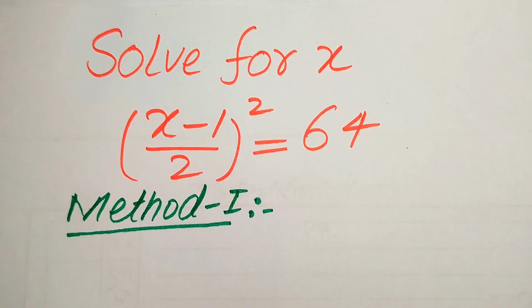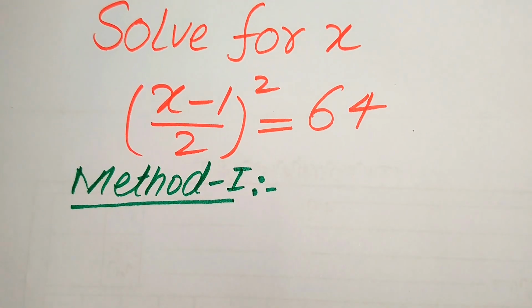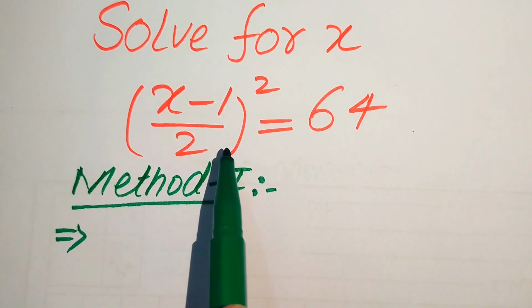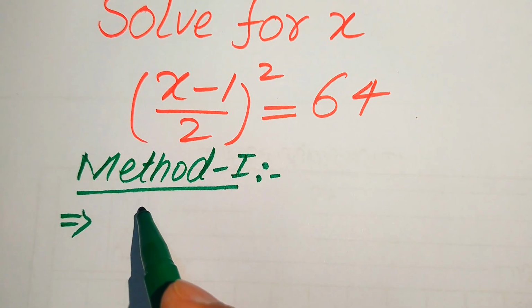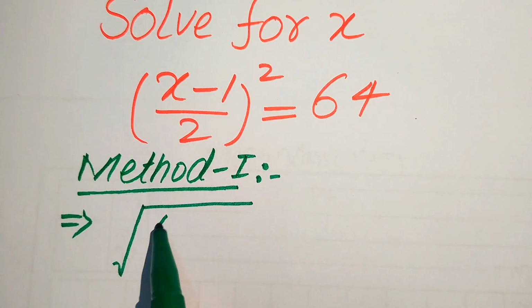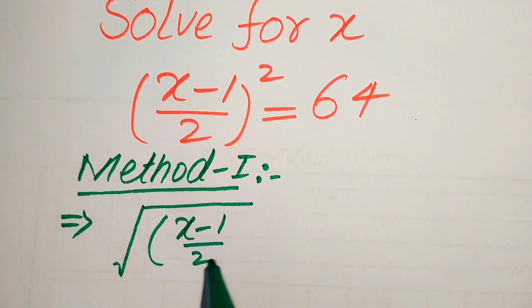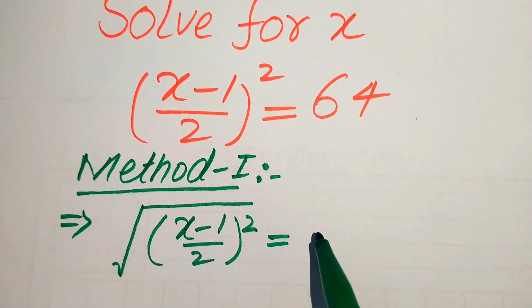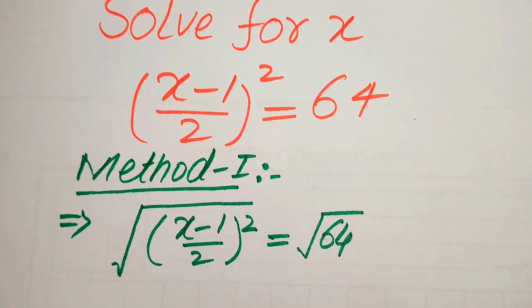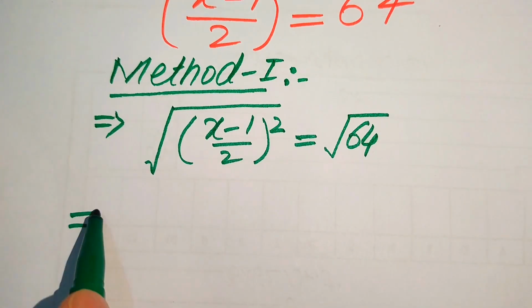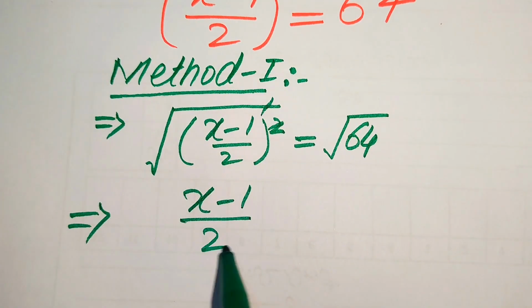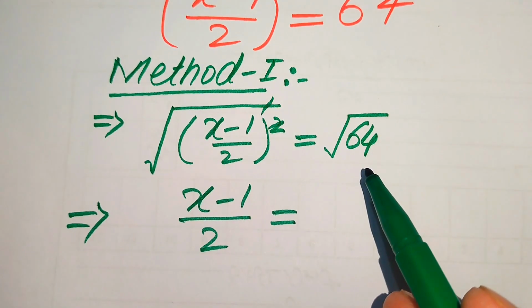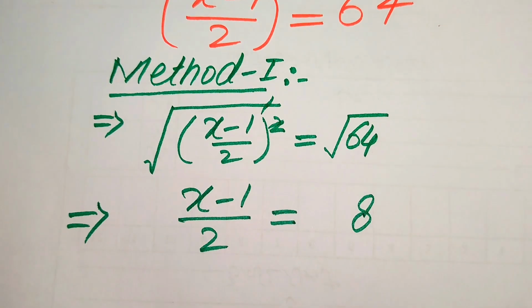Now we move towards our first method. In the first method, first we need to take the square root on both sides of this equation. It will be written in this form: the square root of ((x minus 1) over 2) whole squared is equal to the square root of 64. Now you see the square and the square root are gone, and we get (x minus 1) over 2 is equal to, here we know that the square root of 64 is equal to 8.